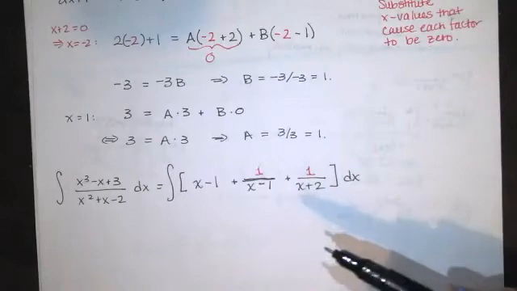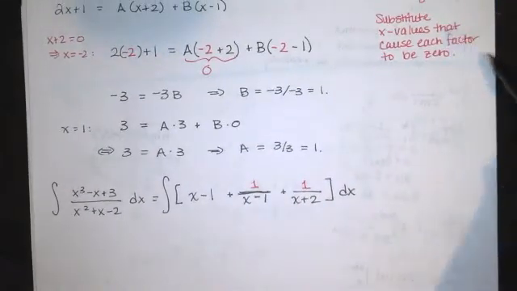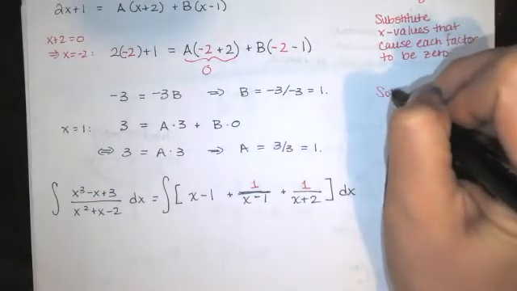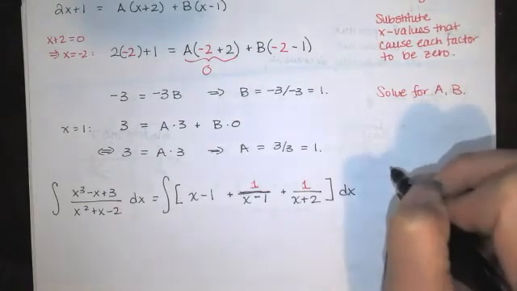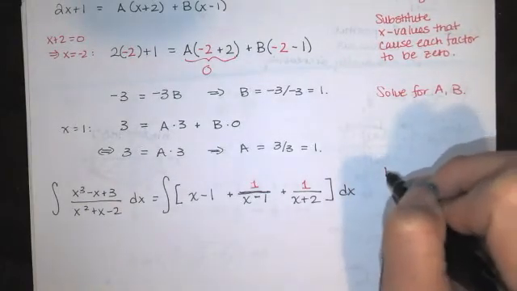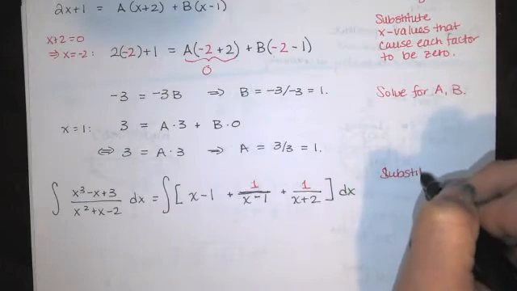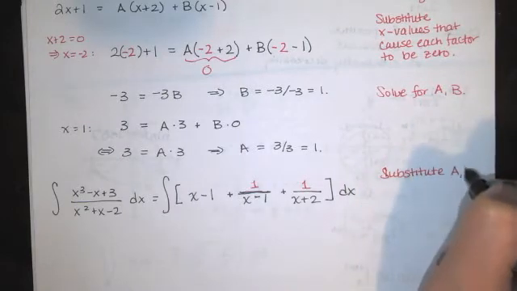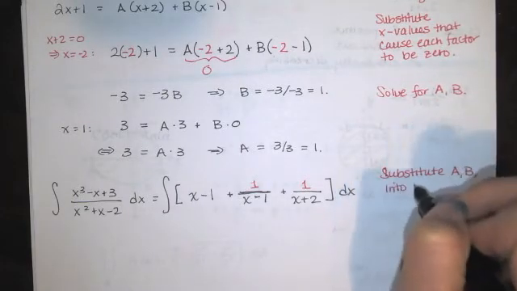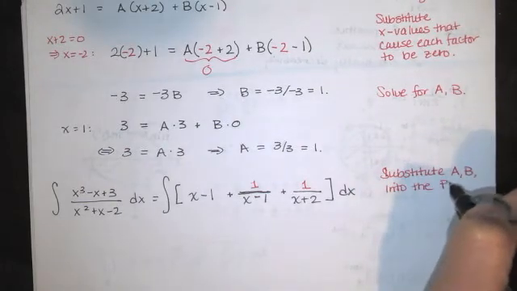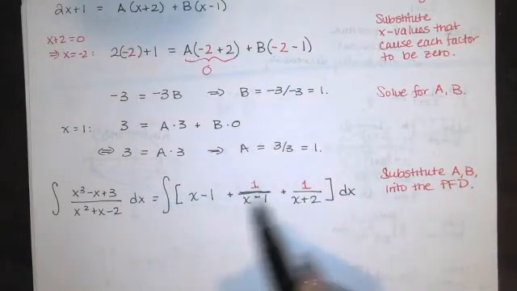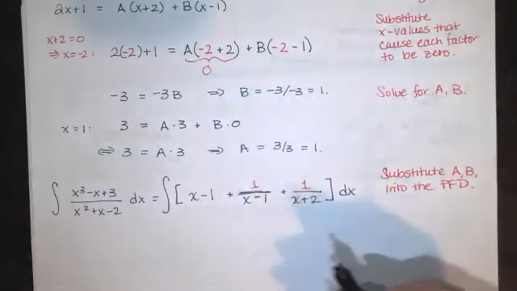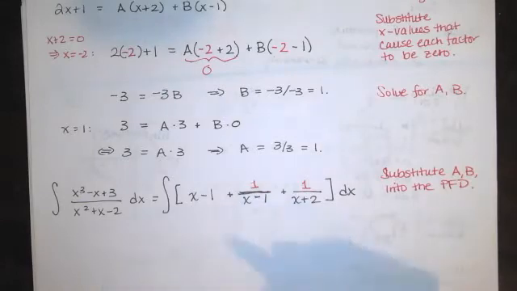Okay, let's write down our process here. We substituted x values that would cause each factor to be 0, and then we used that to solve for a and b. Then we substitute the values of a and b into the partial fraction decomposition form. And we're substituting that whole function into the integrand. Now we'll antidifferentiate.